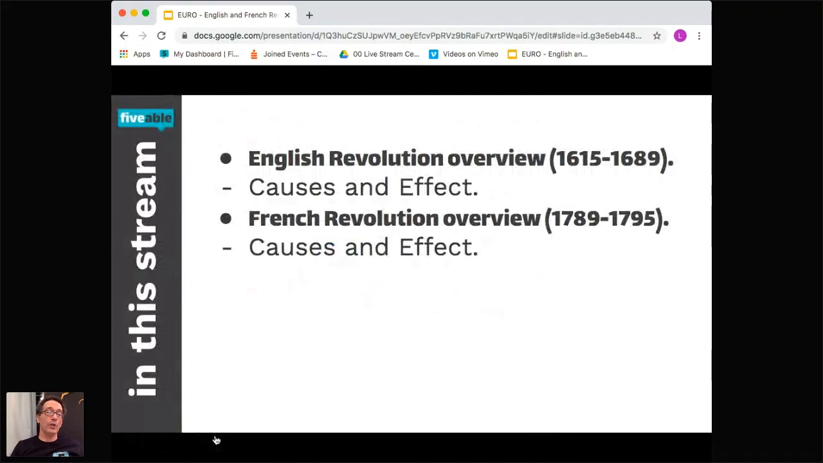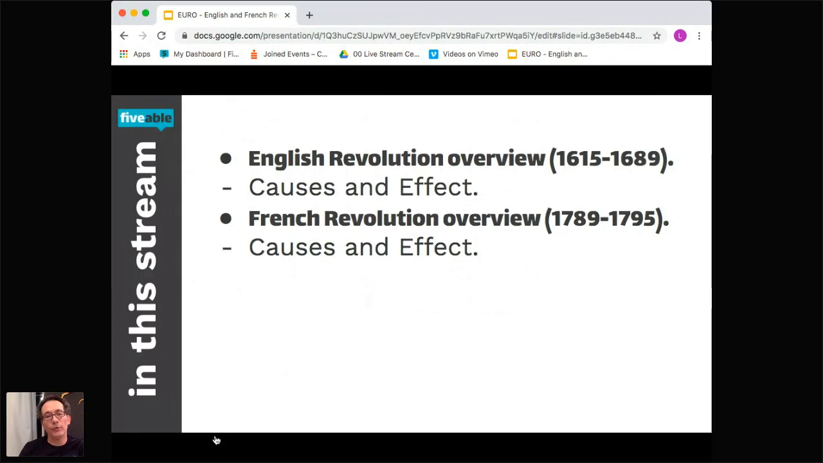Okay, so what are we going to talk about today? We're going to talk about 2 revolutions in the European context, or bigger, broader context. There might be 3 revolutions. You might want to also know the American Revolution. So we're going to talk about the English Revolution, which is in the concept outline, and the French Revolution. When it comes to the exam, they're very interested in causes and effects.